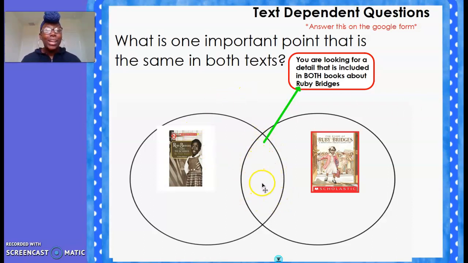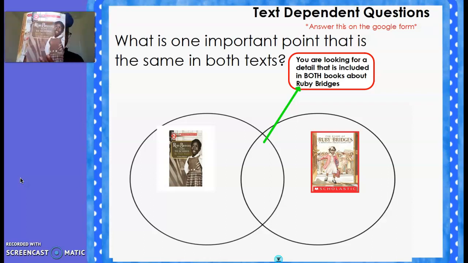Remember, you're looking for what is the same. You're comparing both of these Ruby Bridges stories. What is the same in both stories? What details do both stories talk about? What is an important detail that's in both stories? That's the same. I talked about one of these, so just go back and look at the video or just think about it.